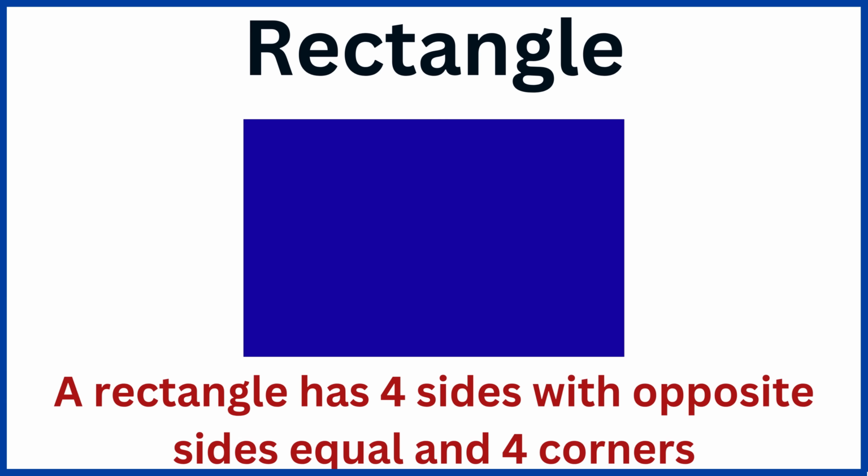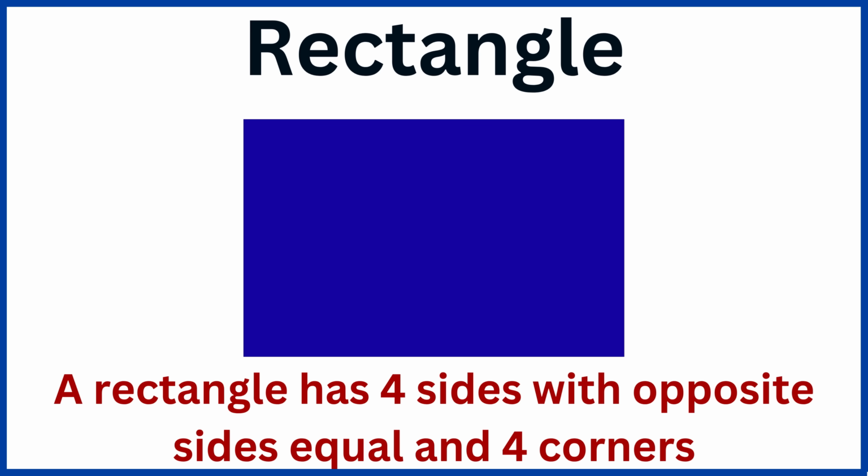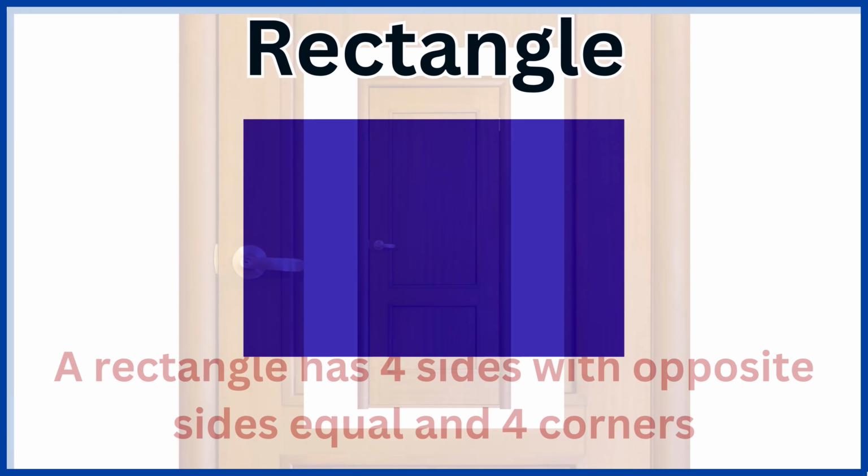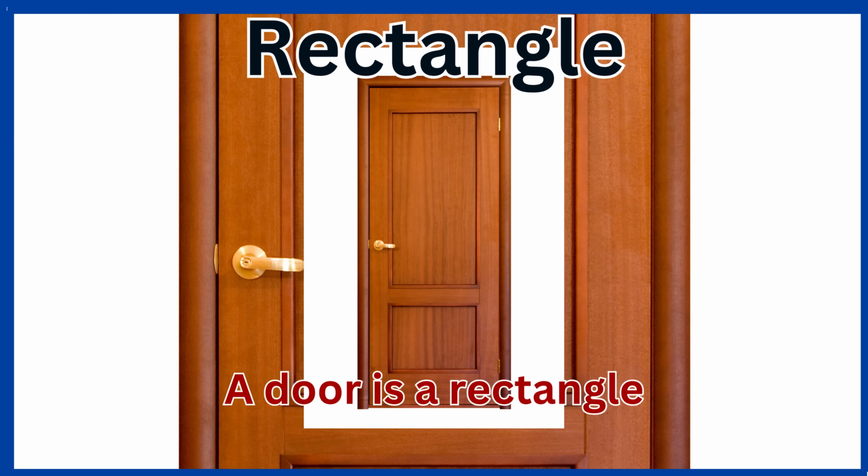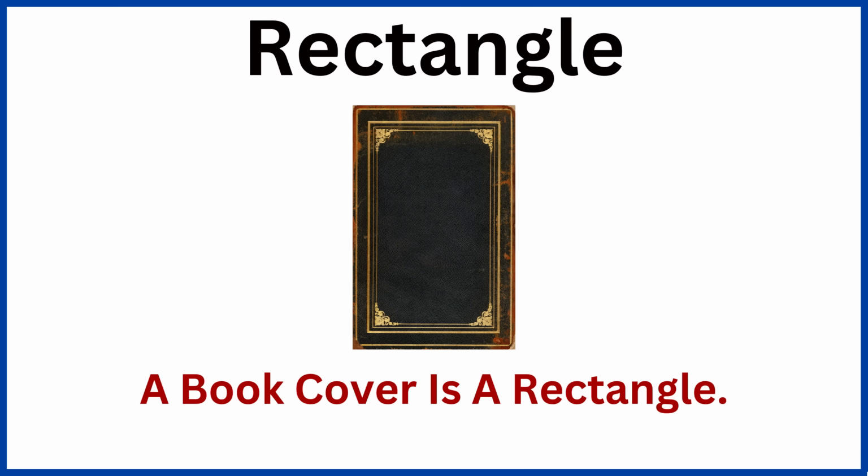Rectangle. A rectangle has 4 sides with opposite sides equal and 4 corners. A door is a rectangle. A book cover is a rectangle.